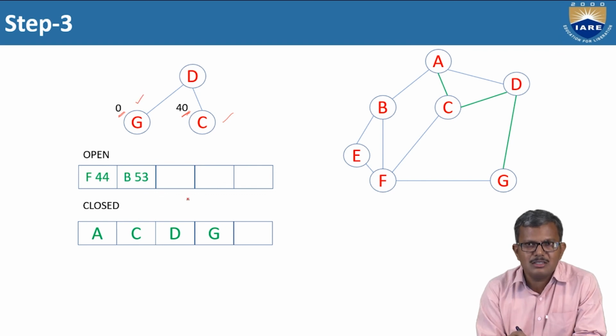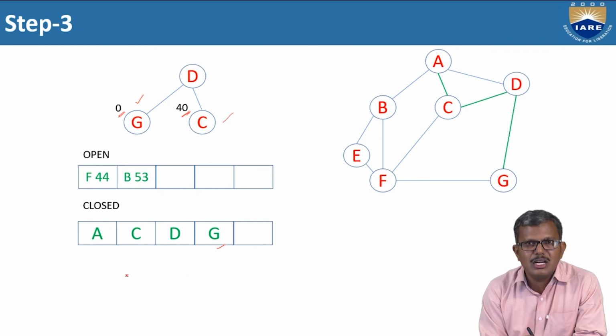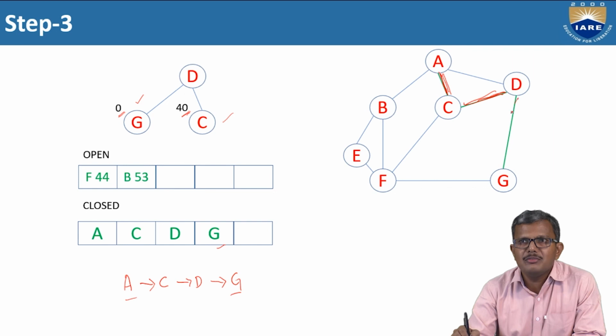So what happens in that case? The Euclidean distance from G to G is 0. So we are going to keep this one in the closed priority queue. That means that initially we started from A by considering the minimum Euclidean distance value. From A to C we went, from C to D we went, and from D to G we went. This will be the shortest distance between A and G. So ultimately we can say that this is the shortest path: starting from A to C, then moving from C to D, and again from D to G.